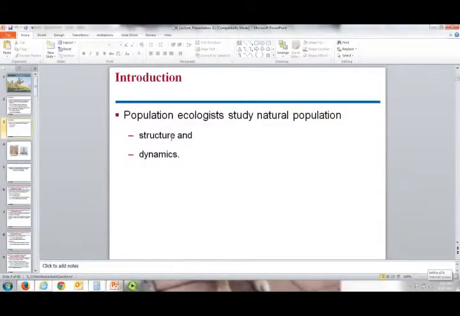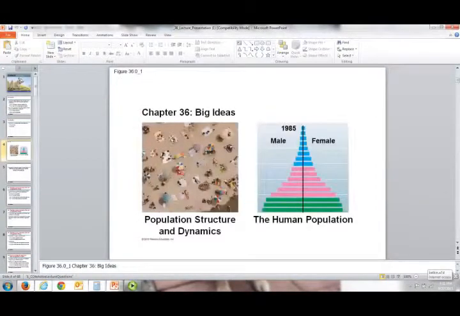So population ecologists study the natural population. They look at the population structure and dynamics. A lot of what will be done is looking at graphs and diagrams to help understand population structure and dynamics over time.